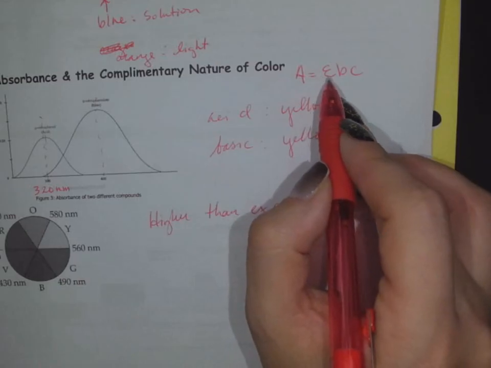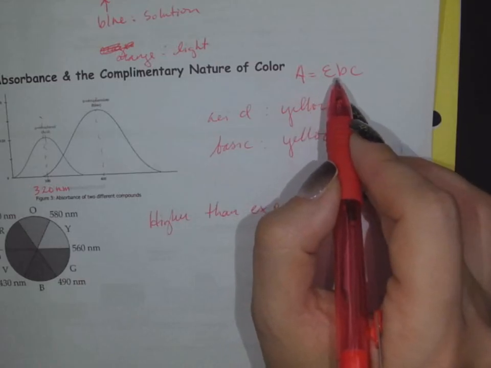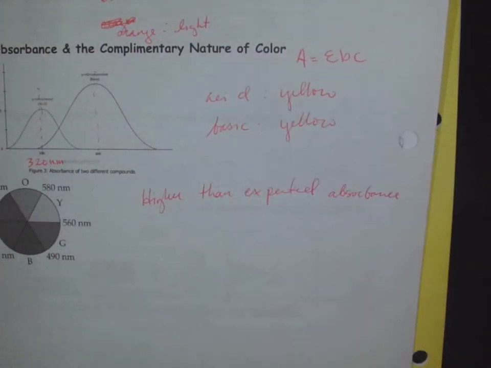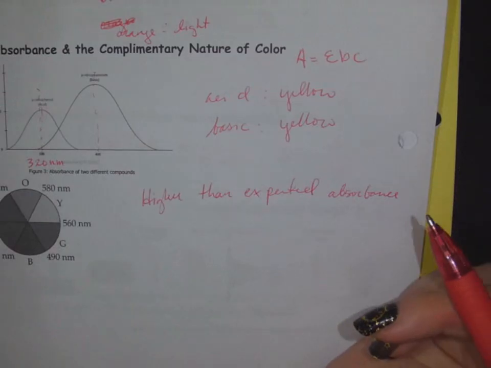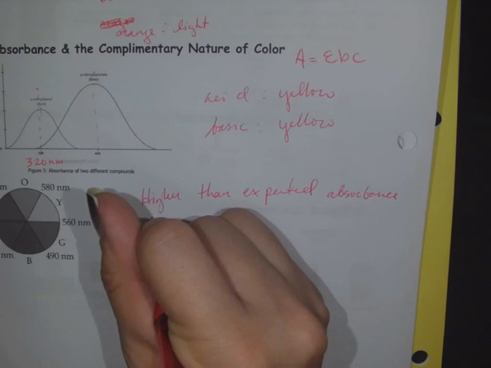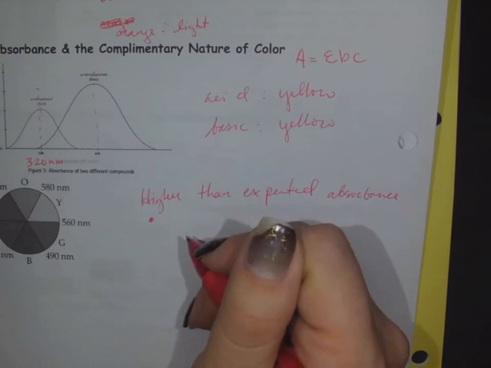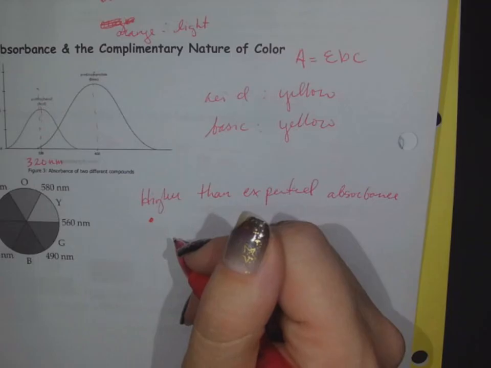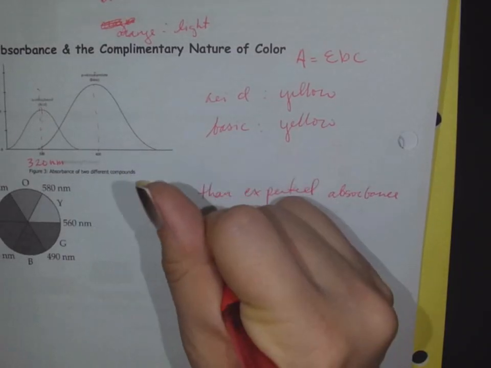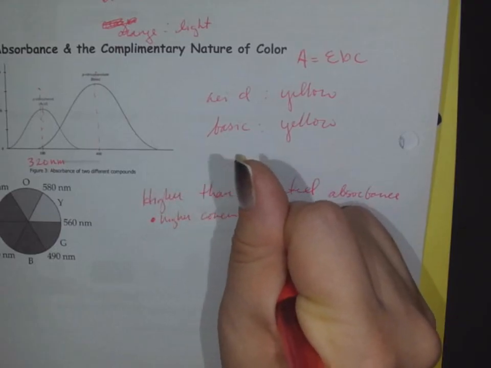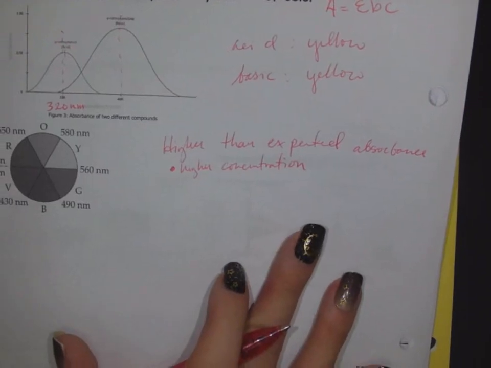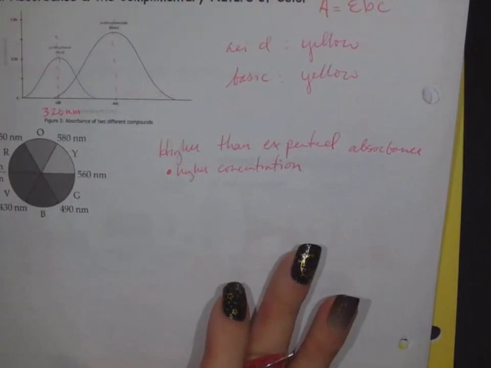Molar absorptivity isn't going to change for a solution. Path length isn't going to change. But concentration could change. So if we have higher than expected absorbance, one possible reason is that the concentration is actually higher than we realize. Maybe we mixed it wrong, maybe we ran our numbers wrong, but the concentration may be higher than you expect it to be.